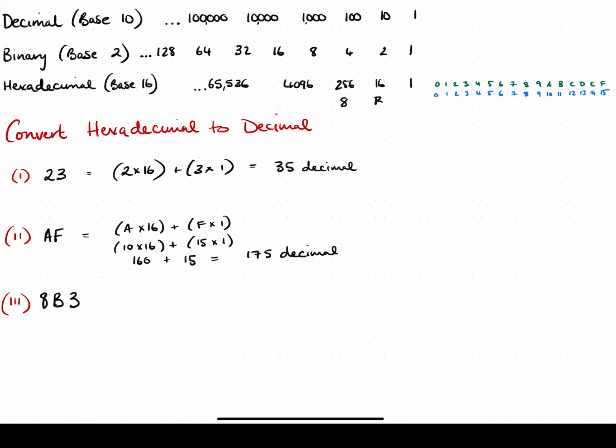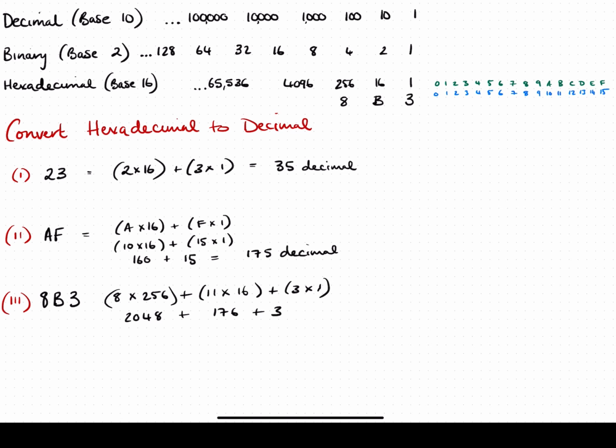Starting our third example, 8BE, we follow the same rules. So again, that's 8 by 256 plus B by 16 plus E by 1. And the only substitution we have to do here is we have to replace B with its equivalent, which is 11. And we simply go ahead and calculate out the result. The final total is 2,227 in decimal.